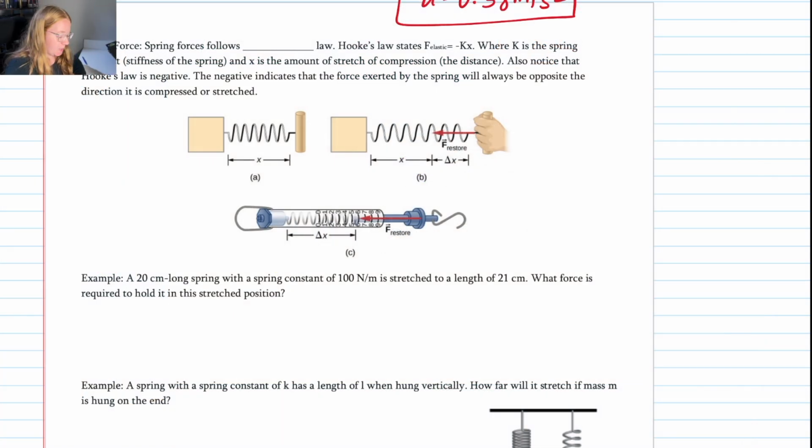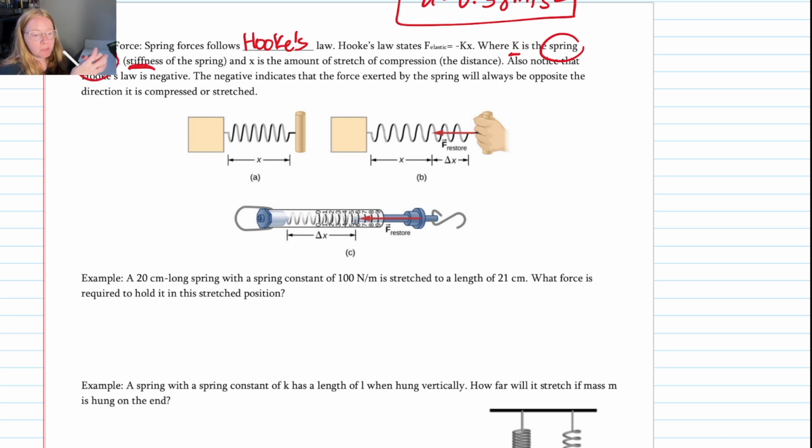All right, so let's talk about spring forces. Spring force follows a specific law called Hooke's law. Hooke's law states that the elastic force, or the spring force, is equal to negative kx. k is a new value for us. k is called the spring constant, which you can think of as the stiffness.